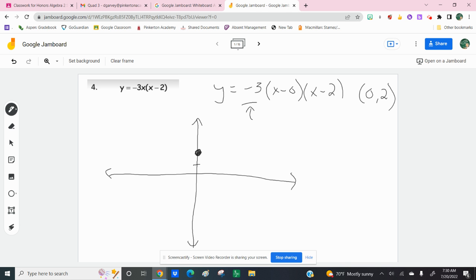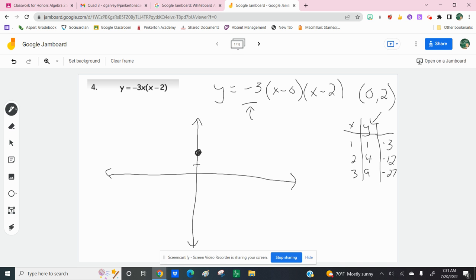That's my vertex. Now I know it opens down because I have a negative 3. And remember, I call this a value a y multiplier because it's going to take my standard values. For instance, if my vertex was at 0, 0, my standard values would be 1, 1, 2, 4, 3, 9. But now because I have this negative 3, it's going to multiply all of these y's by negative 3. So I'm going to have 1, negative 3. I take the 4, multiply it by negative 3, so that's negative 12. And 9 times negative 3 would be negative 27.